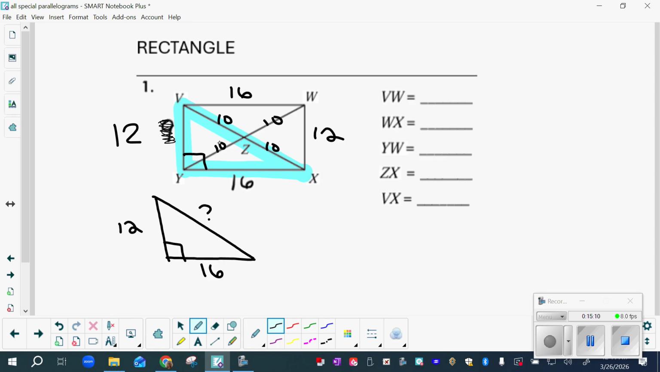So here we go. V to W right here, 16. W to X is 12. Y to W is 20. Z to X, 10. V to X, 10. How'd you do? You okay? Okay, that's easy. Here's where this gets hard.